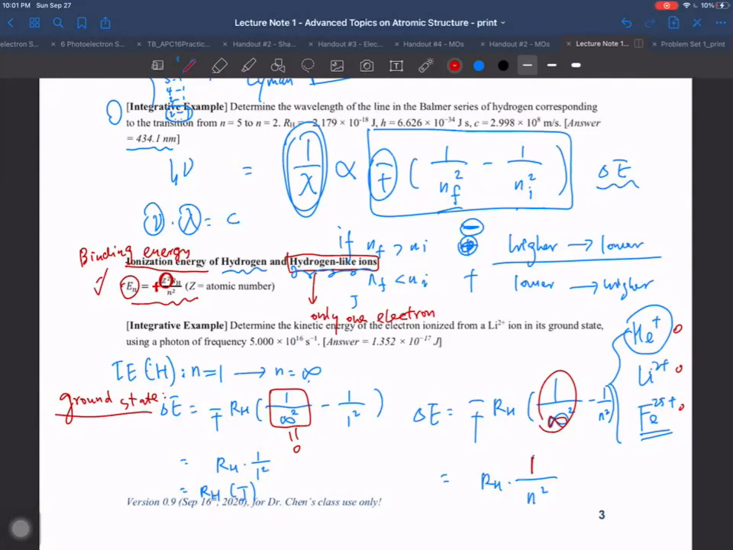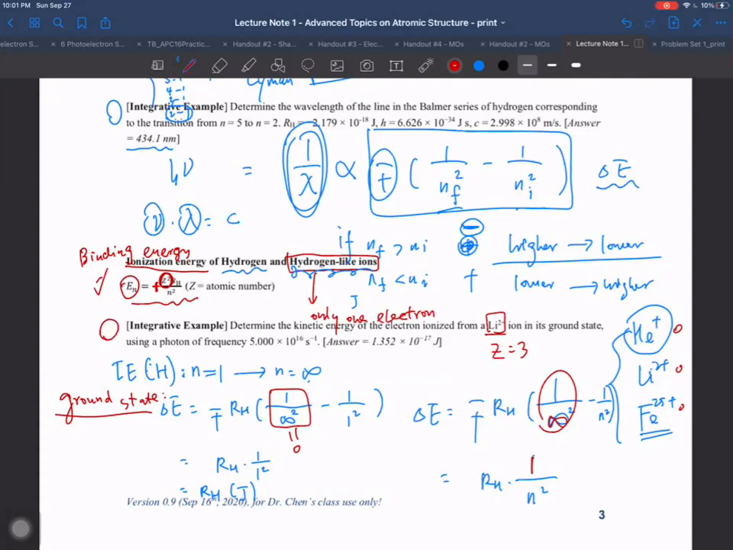Great, almost time, and we are done. We finished our planned material. We have one example left. I think you can try it as your homework. Basically, this is lithium 2 plus, which means Z is 3, but it is a hydrogen-like ion. And next class, we are going to talk about why we want to emphasize hydrogen-like ions. If there are multiple electrons, what will be the situation?